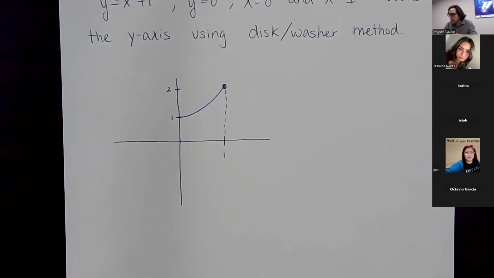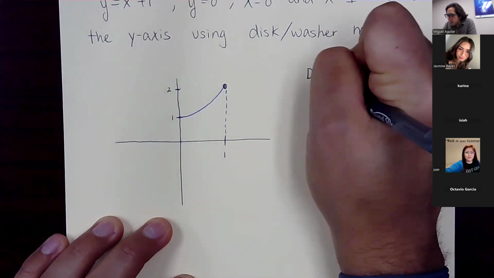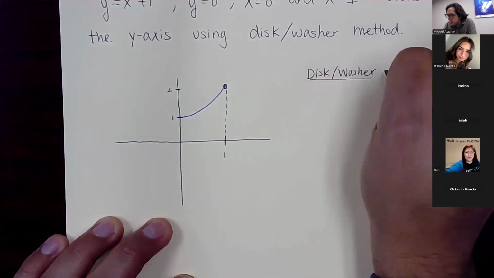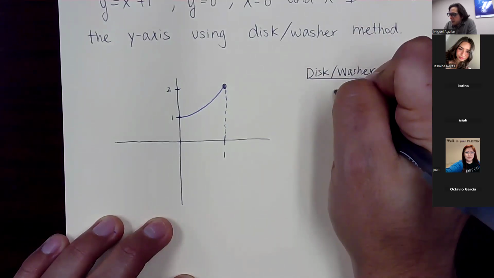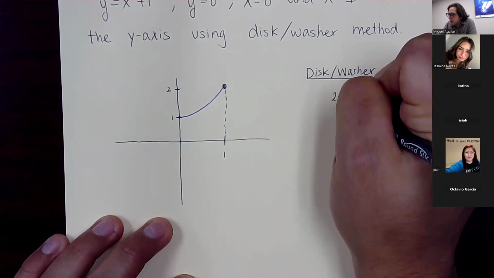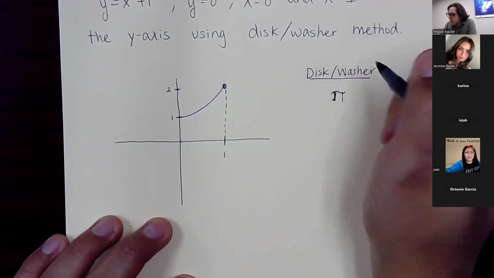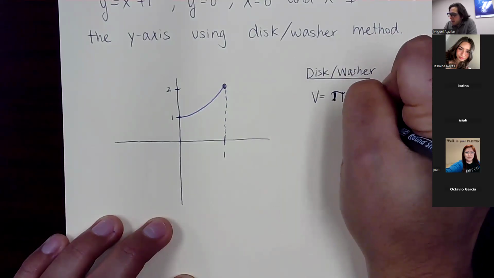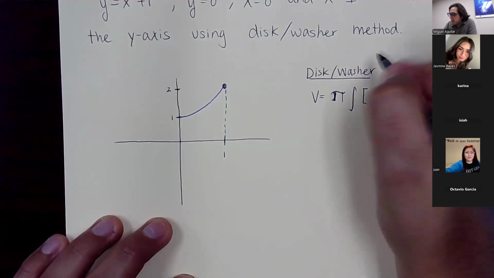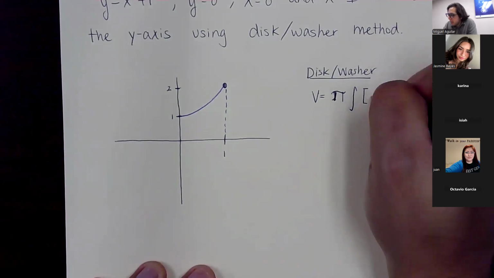And do you guys happen to remember the formula for the disk method? Disk slash washer. I think it was 2 pi r. Was it 2 pi? It was pi, because it was the area. And then you integrate, and then you found the outer radius, right, minus the inner radius.